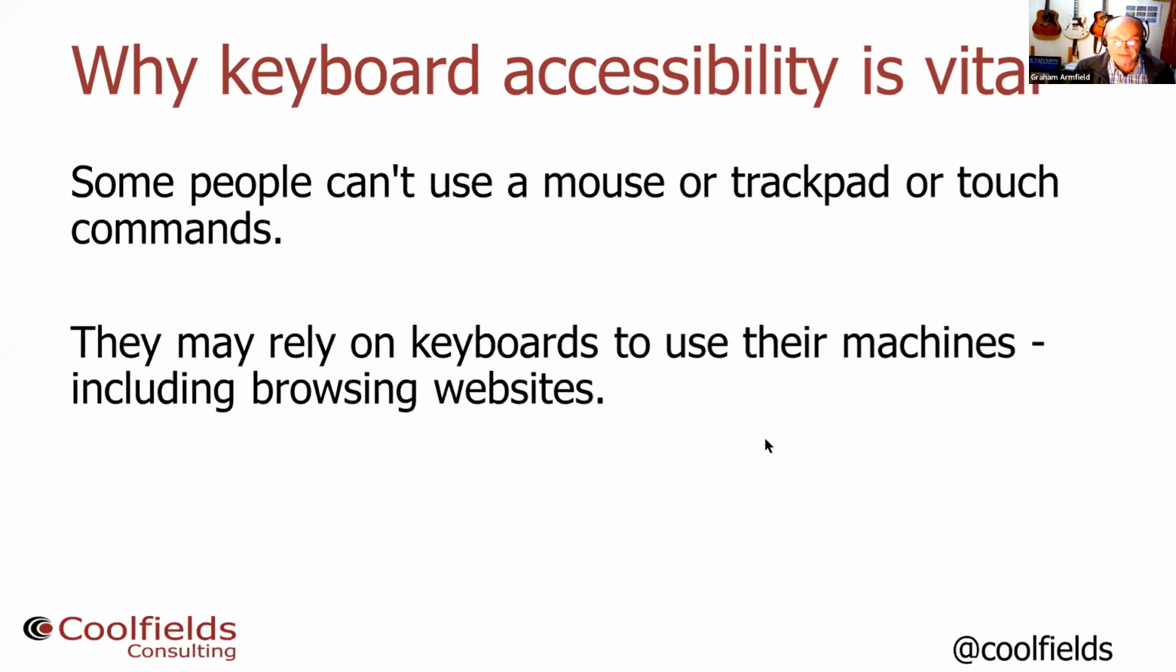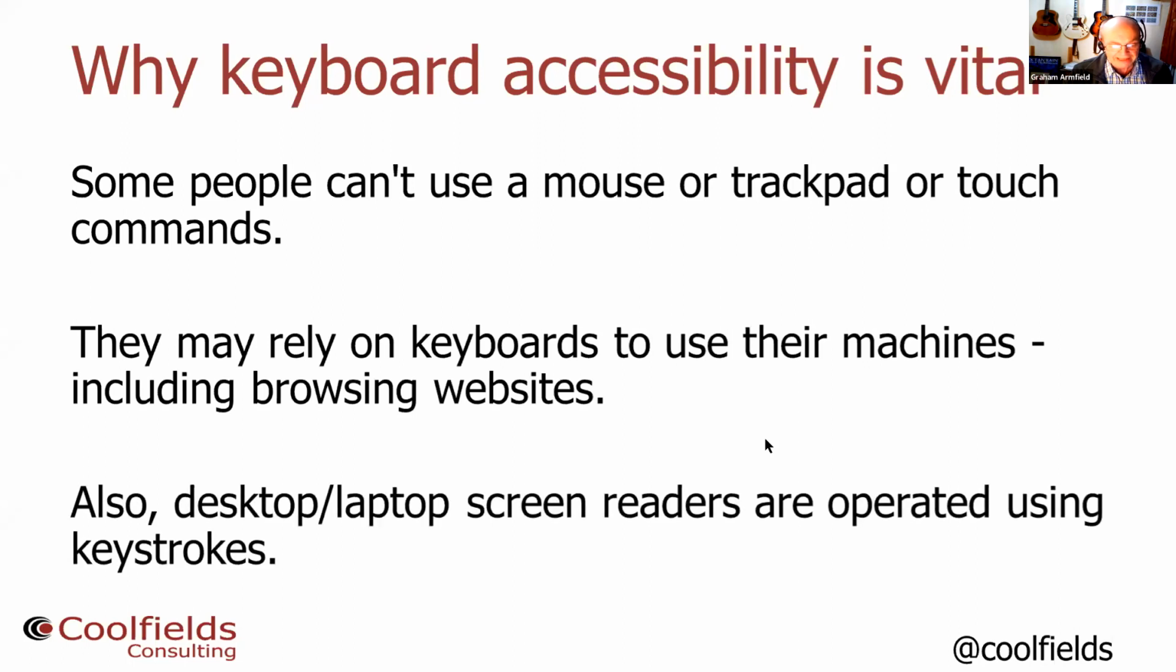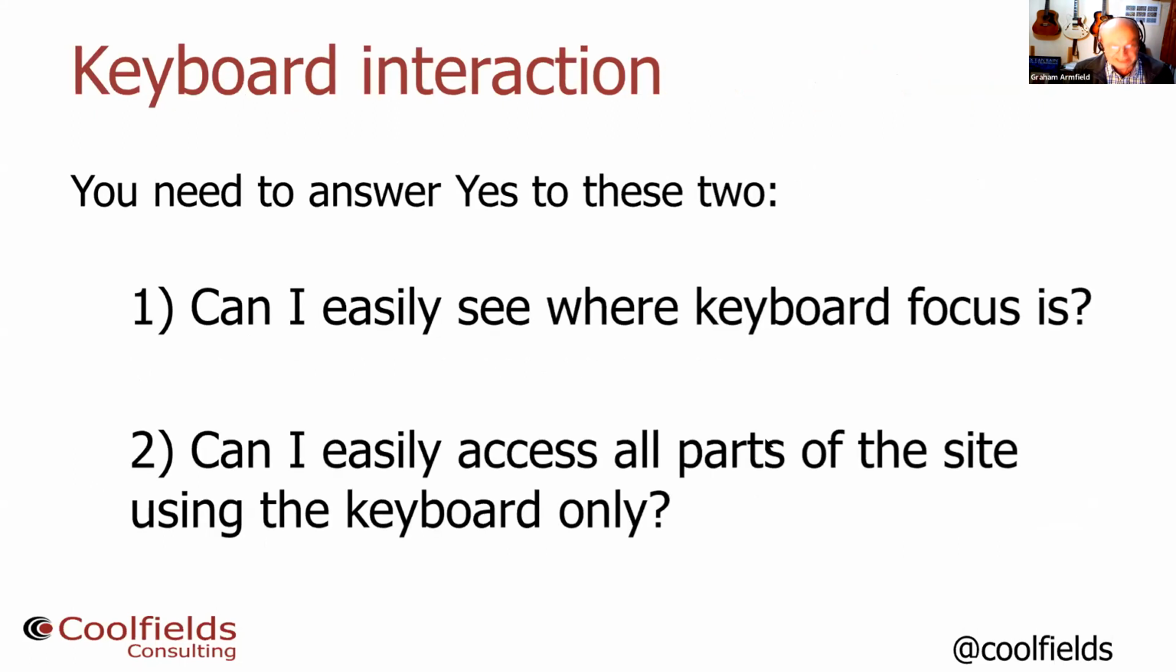Some people have very severe motor impairments and they'll be using switch devices, and these hook into the keyboard API within their laptop or their desktop machine, okay? So it's really important that we get keyboard accessibility right. Also, if I'm using a screen reader on my laptop here or a desktop machine, I'm going to be actually interacting with it using a series of keystrokes. So let's get on to the questions. The first one, can I easily see where keyboard focus is? And the second one, can I easily access all parts of the site using just the keyboard?